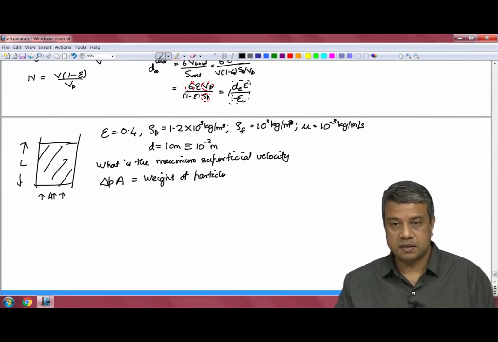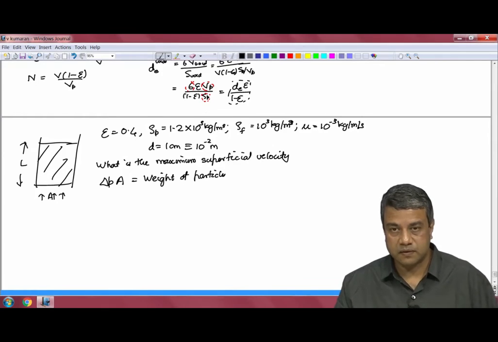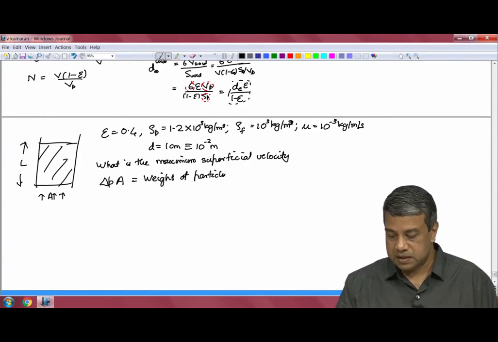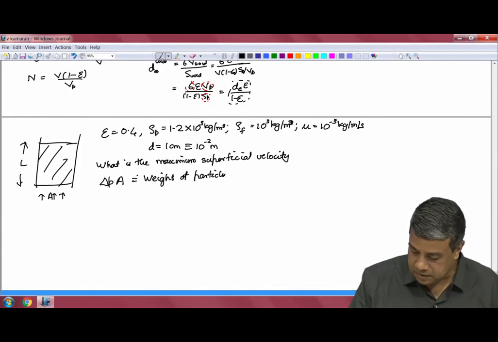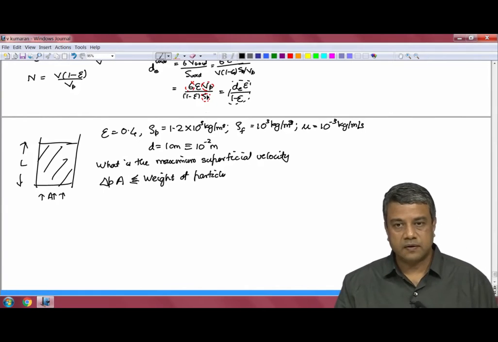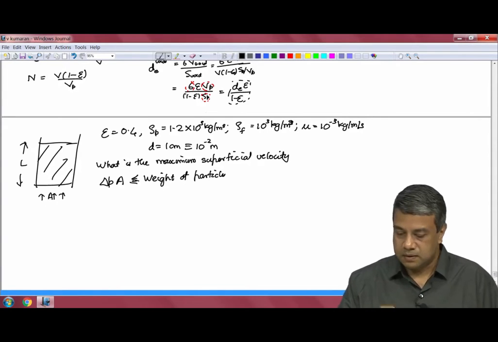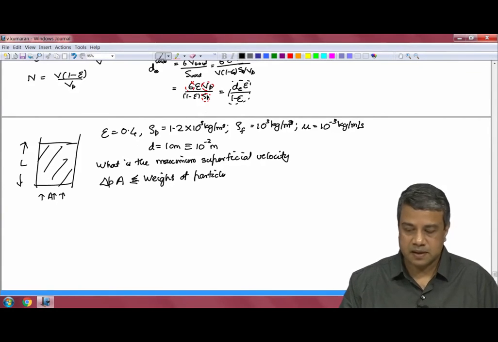If it becomes greater than the weight of the particles, the fluid will fluidize the particles and the particles will leave with the fluid. It has to be less than or equal to the weight of the particles for the bed to be stable. So, the question is, what is that limit? What is the maximum pressure drop that can be applied so that this limit is satisfied, and what is the superficial velocity for that? So, what is the weight of the particles?